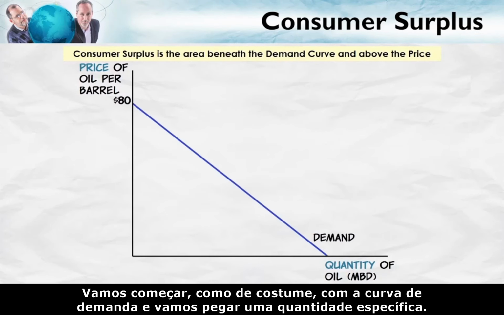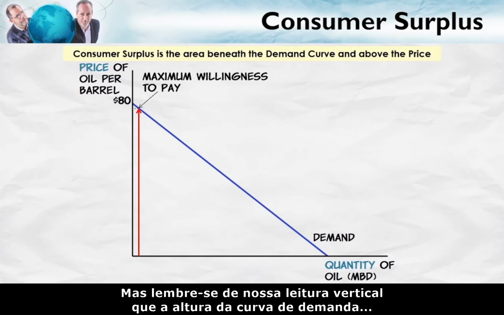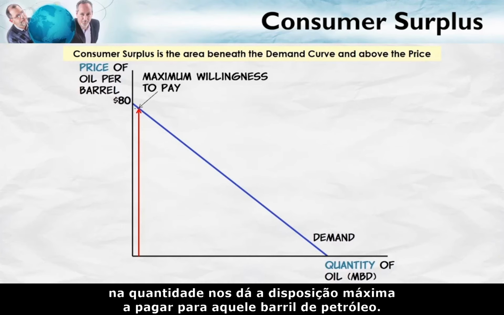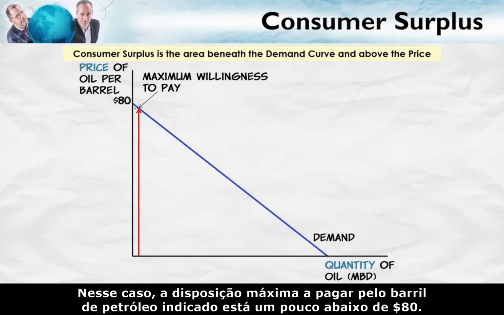Let's begin as usual with the demand curve, and let's pick a particular quantity. Let's remember from our vertical reading that the height of the demand curve at that quantity gives the maximum willingness to pay for that particular barrel of oil. In this case, the maximum willingness to pay for the barrel of oil indicated is a little bit below $80.